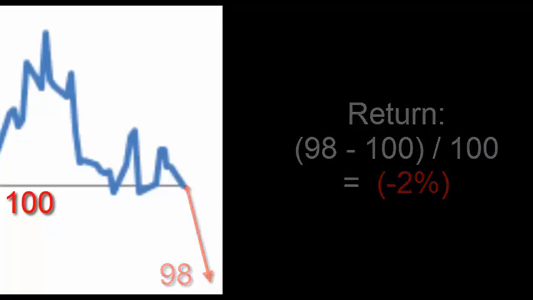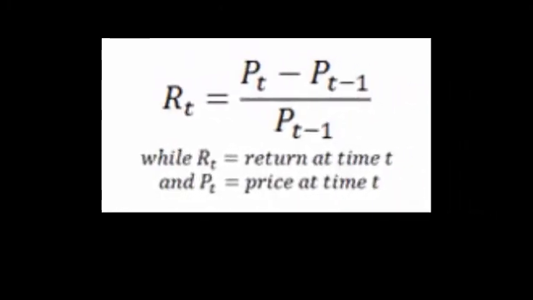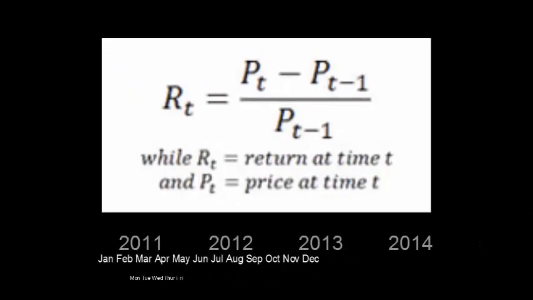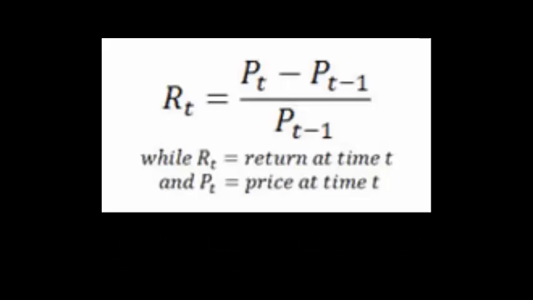For simple returns, the formula is the change in price divided by the initial price. Common time horizons include daily, monthly, or annual. Unless stated otherwise, we'll continue with the assumption of daily data. However, the concepts are generally transferable to any equally spaced time horizon.